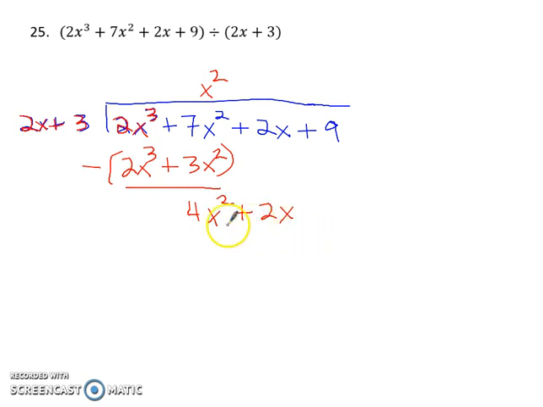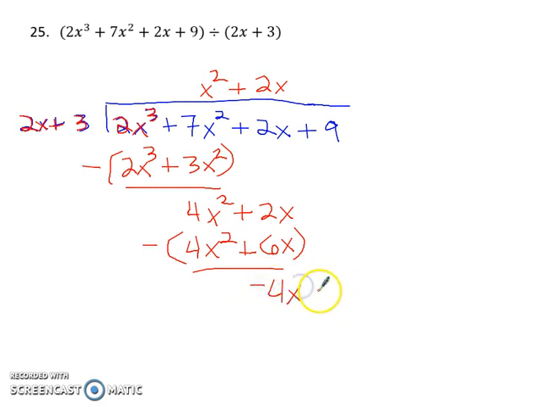So now we ask ourselves, what times 2x is a 4x to the second? 2x. 2x times 2x is 4x to the second. Remember, multiply the 2x times the 3 as well to give us a 6x. Subtract that quantity. Distribute the negative, and that's going to give us a 4x minus 4x here.